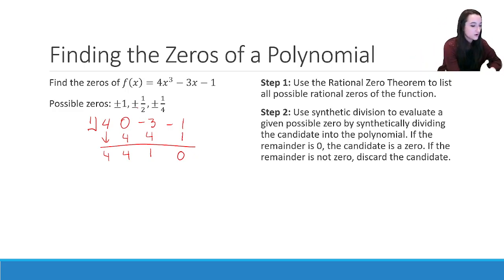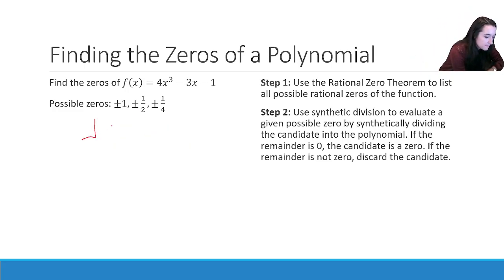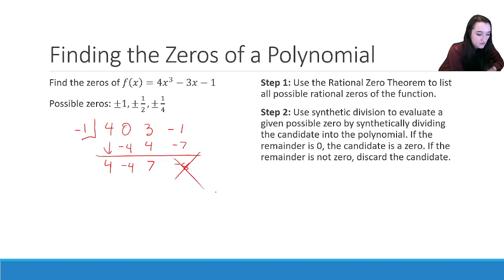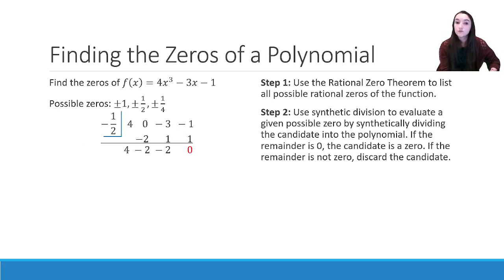But let's try another one. How about negative 1? Well, 4, 0, 3, negative 1, bring down my 4, times negative 1 is negative 4, plus 0 is negative 4, times negative 1 is positive 4, add them, we get positive 7, times negative 1 is negative 7, and that's negative 8, so I discard that one. I know negative 1 is not a 0. And here I have shown negative 1/2 is a 0, so there's another one we can find.